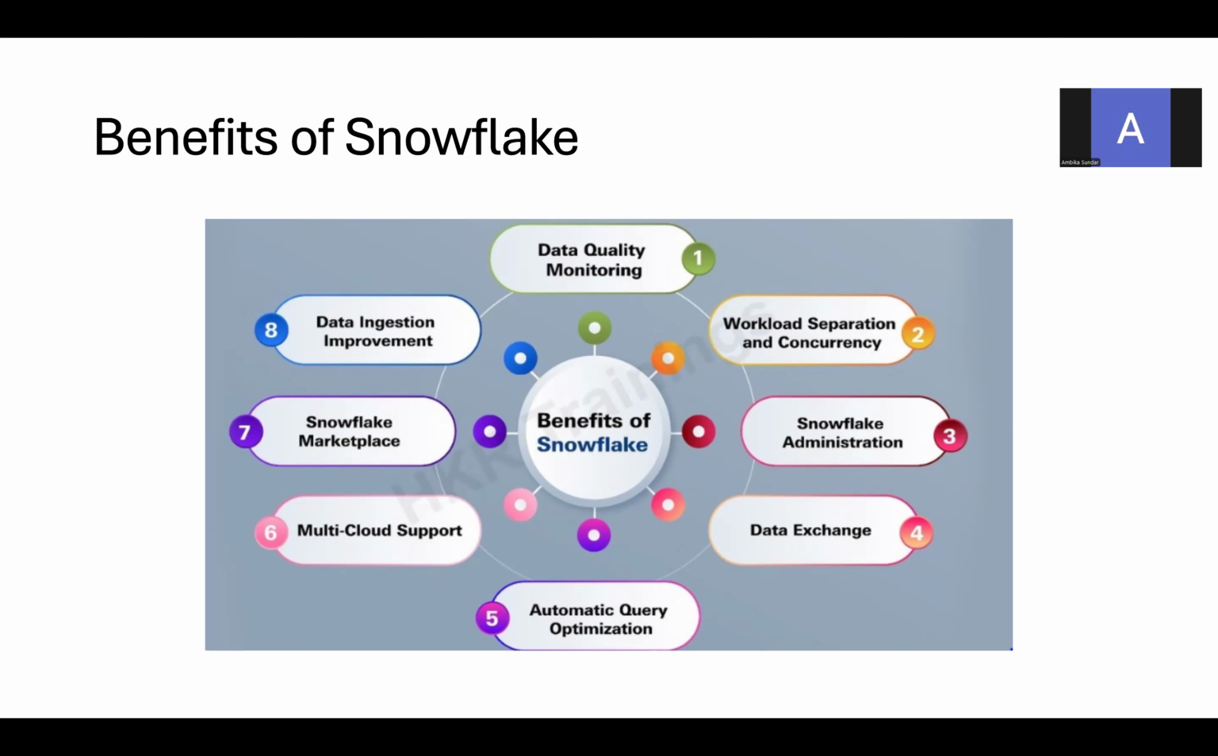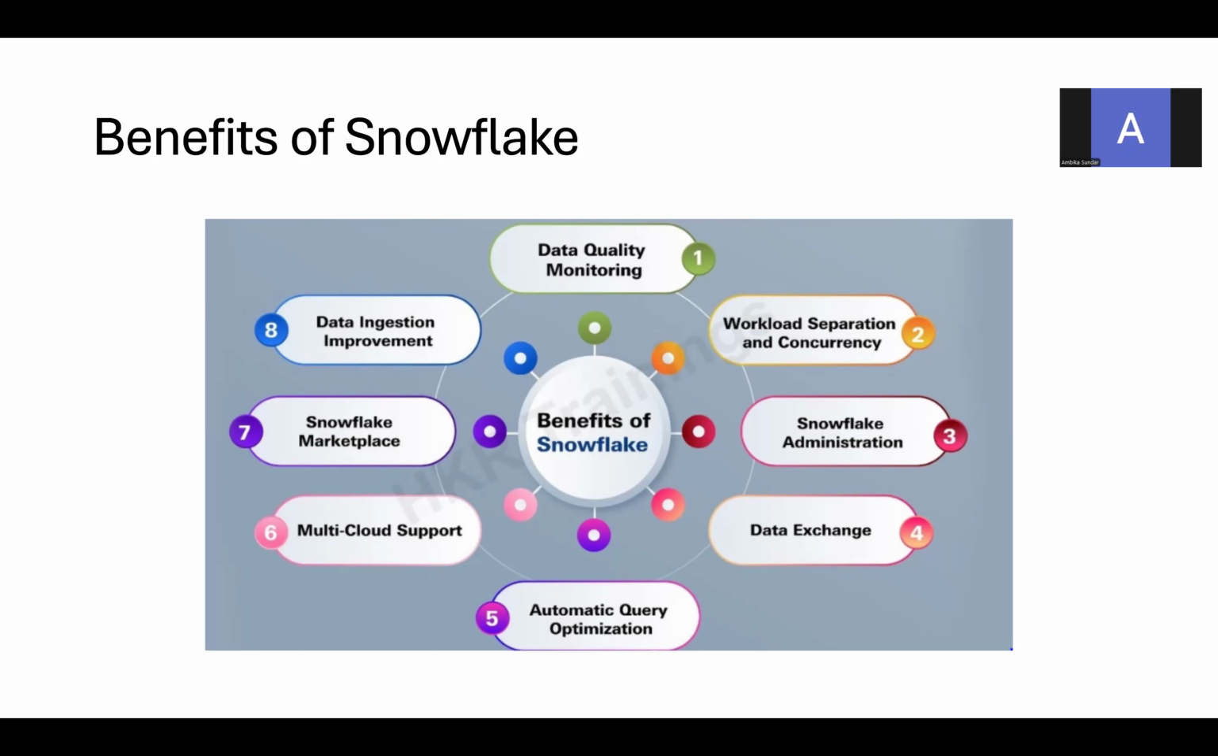Automatic query optimization, using the caching concept: whatever queries Snowflake has run recently, it should be able to process the same query again and again, so that it won't have to access the table every time. Rather, it will be taking the data from the recent queries. Multi-cloud support: AWS, Azure, and GCP.